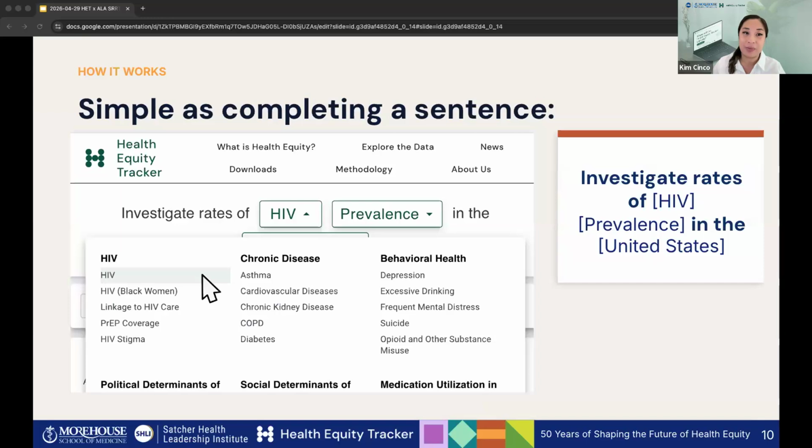And it's as simple as completing a sentence. We have this easy drop-down menu. For example, in this graphic, we have "investigate rates of," and then you can select HIV, and then it defaults to prevalence, and it defaults to the United States. But you can go down to the state and even to the county level for most of our topics.